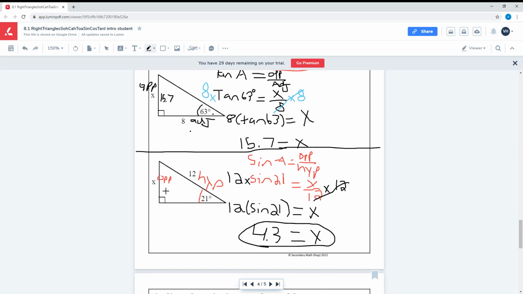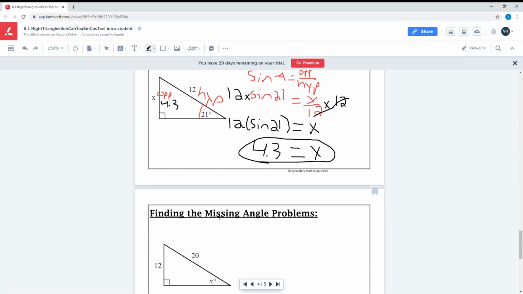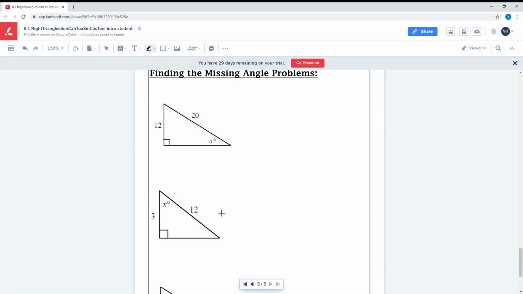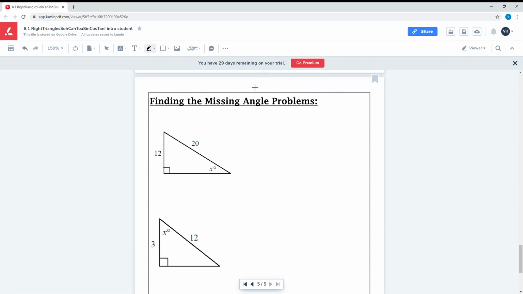If you didn't get that, please play around with your calculator. If you're really stuck, just ask me, shoot me an email. Alright, so those are those problems. Again, I want you to try to solve these on your own, so pause the video. But for the angles, it's just no different.